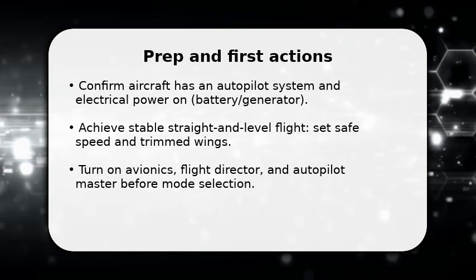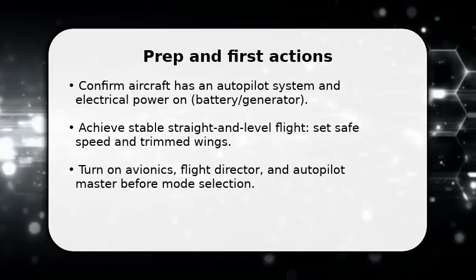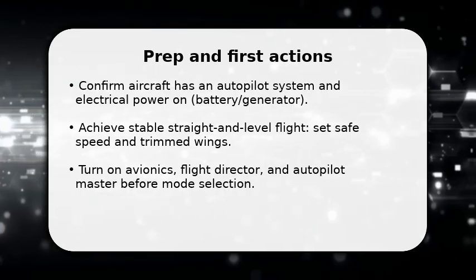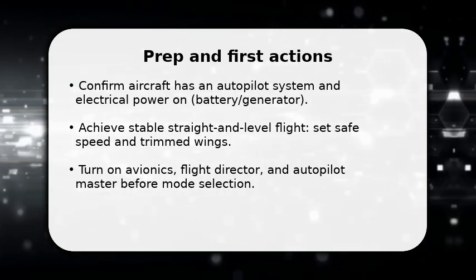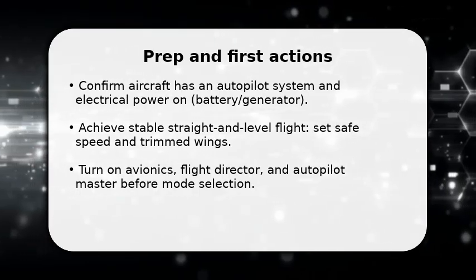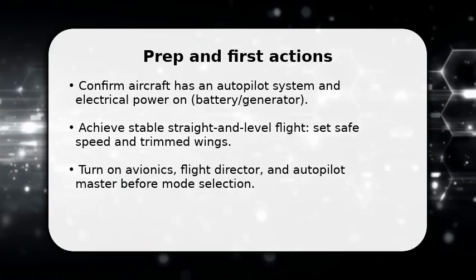Enjoy the video. You start by proving the airplane is ready. Power up battery/generator and avionics, and confirm the aircraft actually has an autopilot. Once done, fly a stable, wings-level attitude at a safe cruise speed and trim so the aircraft holds itself.